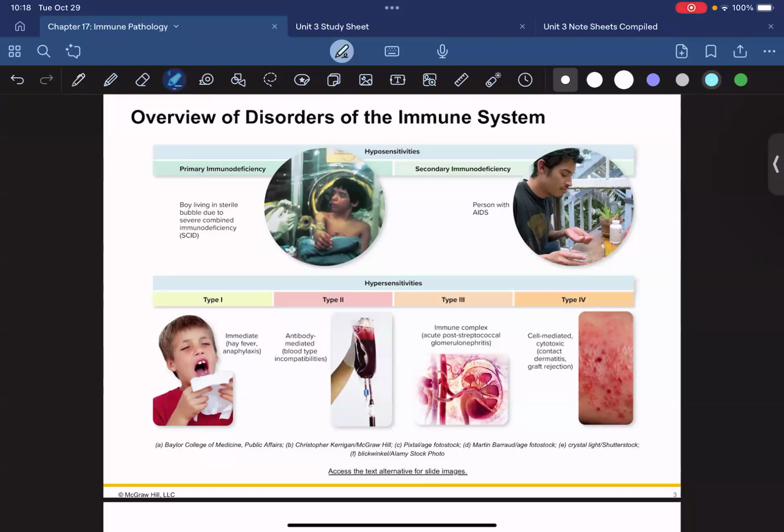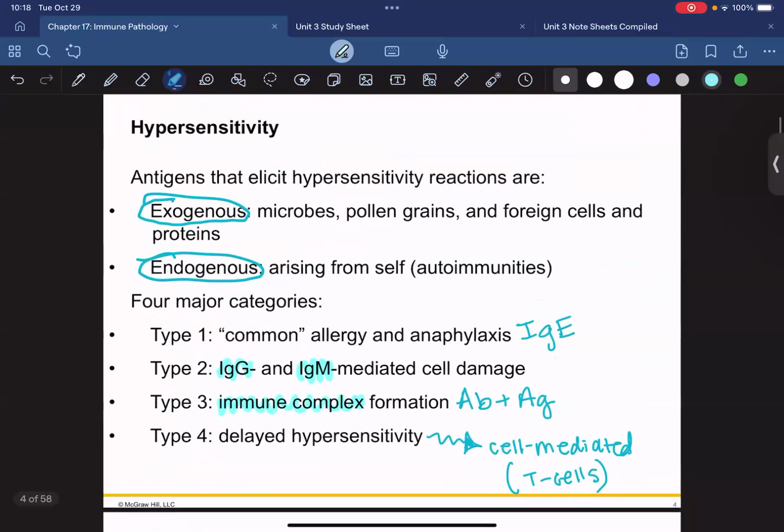But anyways, type 4 is going to be our delayed type reactions. This is going to be your T cell related. We'll talk about how come that's delayed as well. So we'll start off with our hypersensitivities. Our hypersensitivities, of course, are overreactions. This is going to be exogenous versus endogenous triggers. Exogenous is anything coming from the outside, like pollen, cat dander, peanuts, anything being introduced into the body that you're reacting to. Endogenous reactions are mostly our autoimmunities reacting to self. So you can have those reactions.